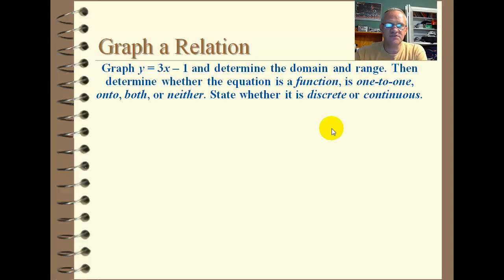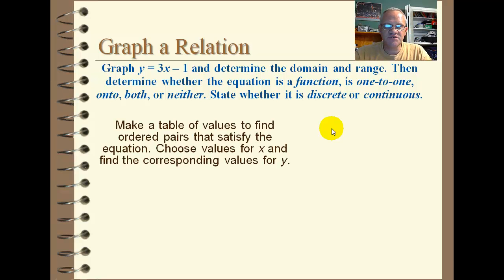All right, so here's a situation where we're going to graph a relation. We're given an equation, y equals 3x minus 1. We want to find its domain and range, and then we want to figure out if it's a function and all the other stuff there. Okay. So first thing that you can do is just make a table of values to find ordered pairs, to graph this. Now there's lots and lots of x and y combinations that are going to work here. We're just going to pick a couple and then draw a line through those.